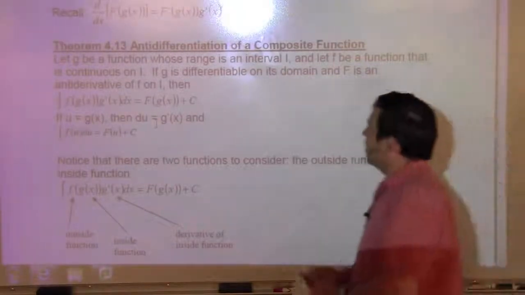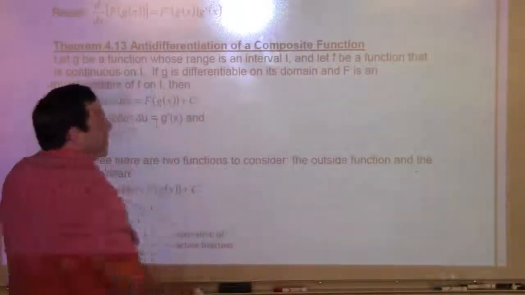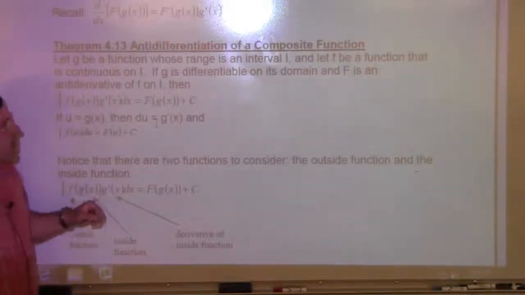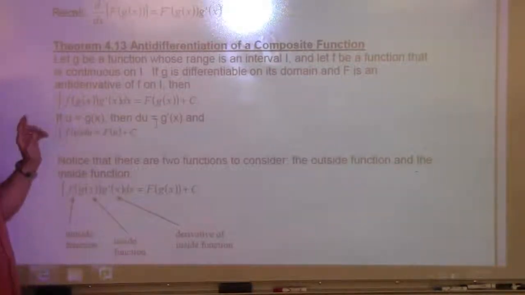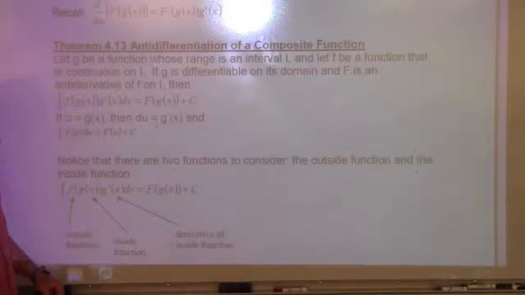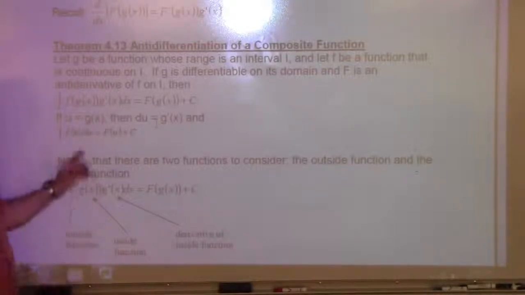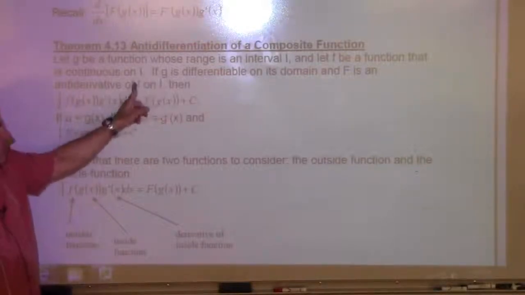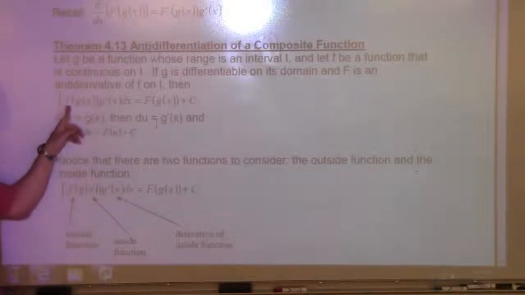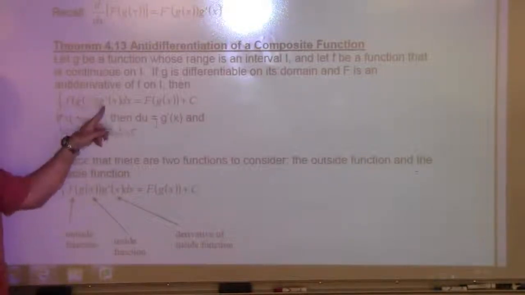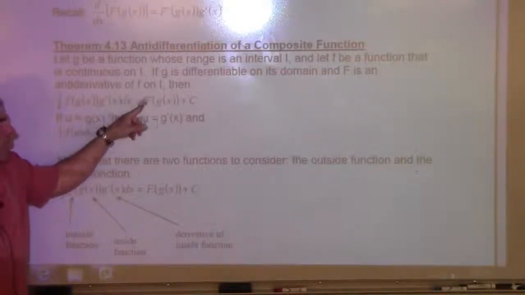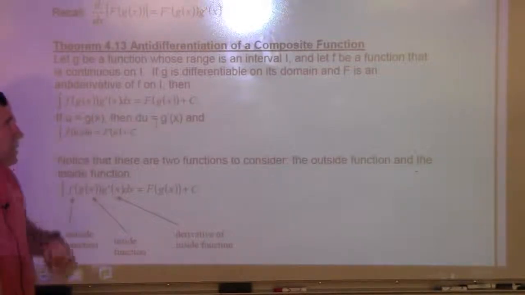Antidifferentiation of a composite function: let g be a function whose range is an interval I, and let f be a function that is continuous on the interval I. If g is differentiable on its domain and capital F is an antiderivative of little f on I, then the integral of f of g of x times g prime of x dx would be capital F of g of x plus c.